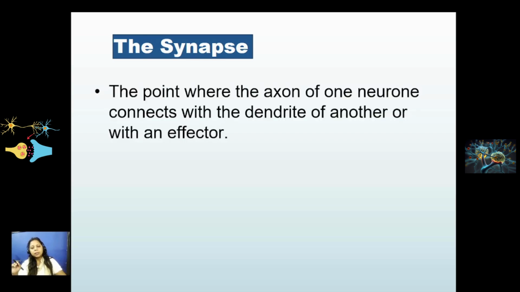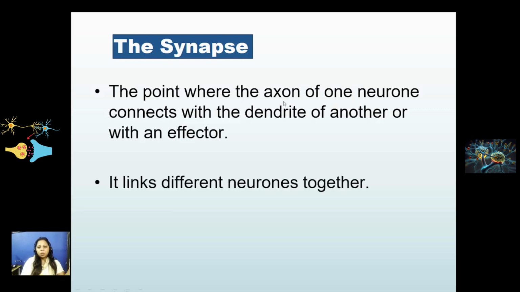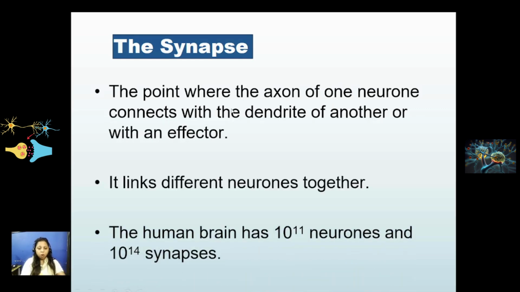So number one, what is synapse? So basically, it's a gap in between the two neurons. So it is a point where the axon of one neuron connects with the dendrite of another neuron with an effector. So it is a connection point, first of all. It links different neurons together. And number four, the human brain, we only the central nervous system, and the brain has 10 exponent 11 neurons and more synapses, which are 10 exponent 14 synapses. Further on we are going to discuss there are divergence ones and convergence ones. So we are going to discuss what is synapse and how they act.